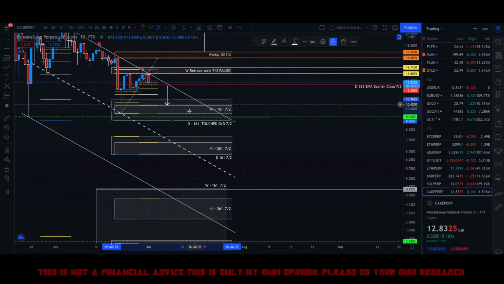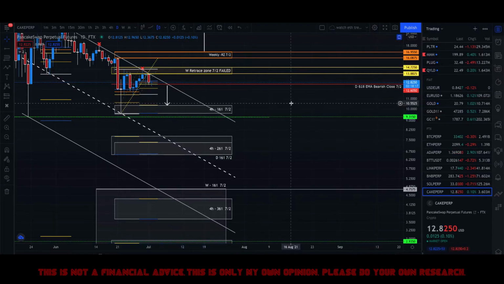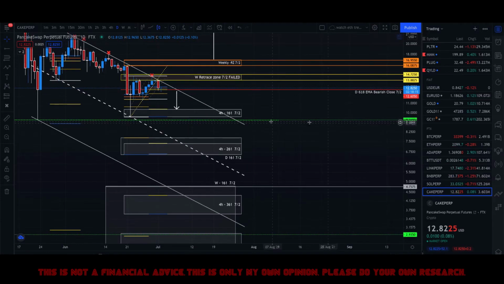we have this old box that happened already for this move. Okay, technically we don't need it. Get rid of it right now. Okay, so we have the 161 extension for this move of this move.